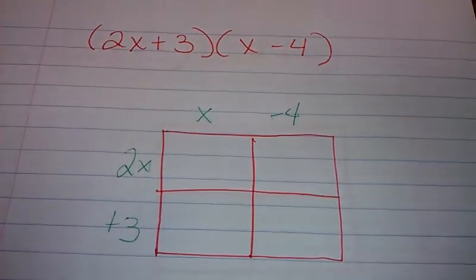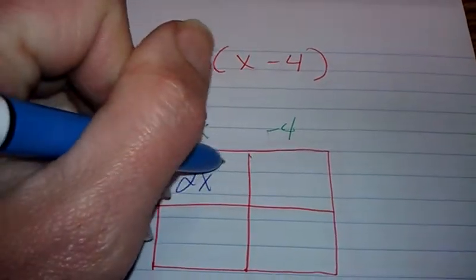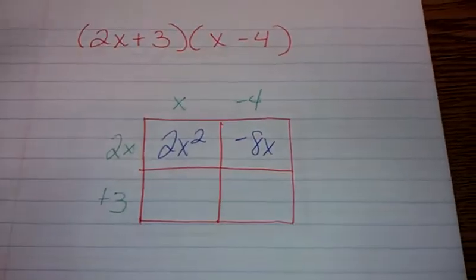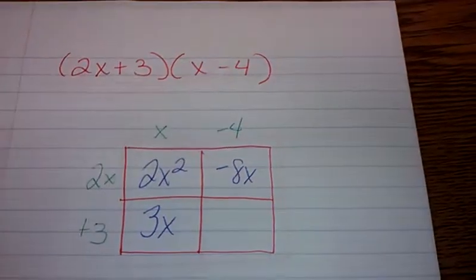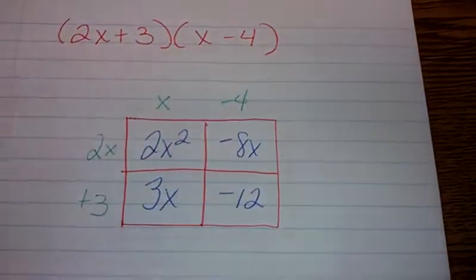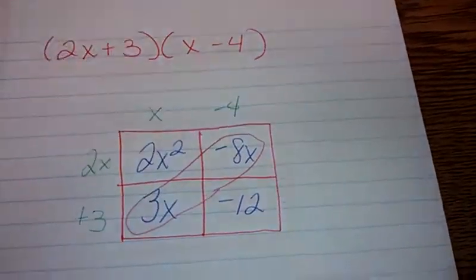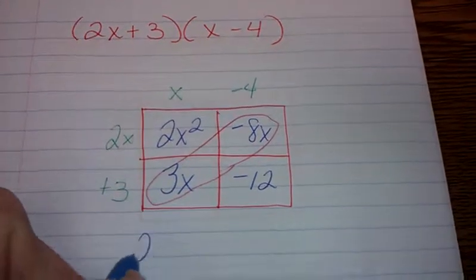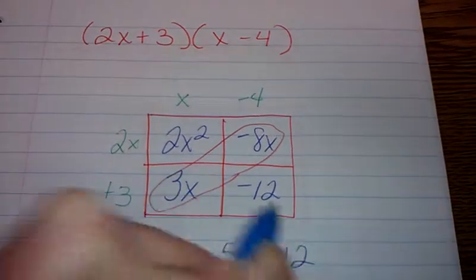So now inside, we're going to take 2x times x and get 2x squared. 2x times negative 4, negative 8x. 3 times x, 3x. 3 times negative 4 is negative 12. Now, if you notice inside of here, these two boxes both have x's. That's where you're going to combine like terms when we write our product. Our product is 2x squared minus 5x minus 12.